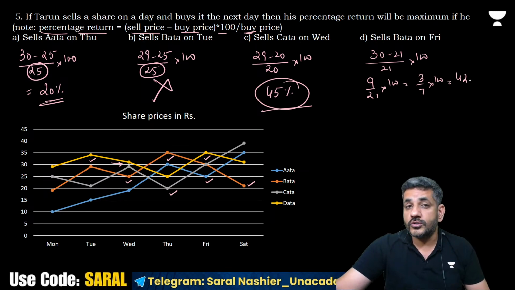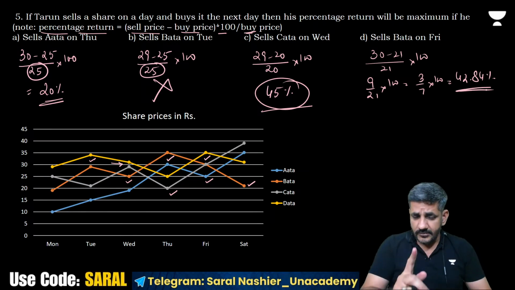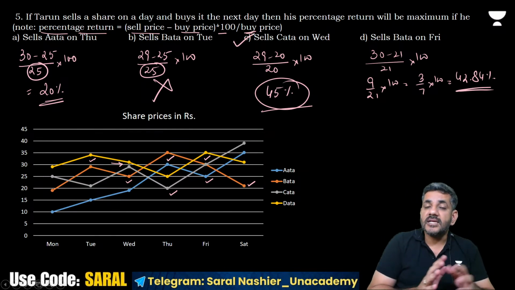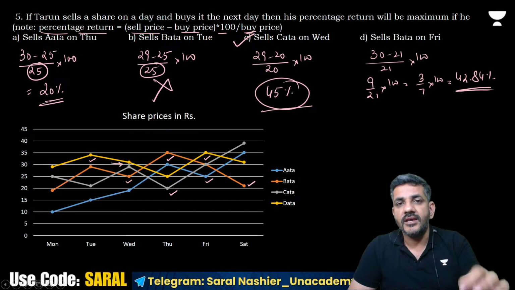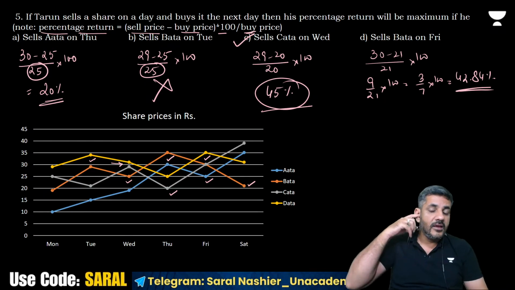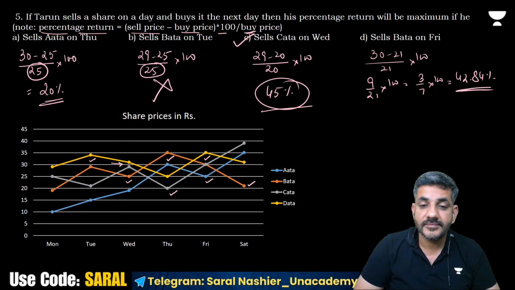This is close to option C because it is 42.84%, but still the highest is option C. So he will have the maximum return if he sells C on Wednesday. So for the fifth question, the correct answer is option C. Ayush and Shivam, they both gave the right answer for this question.